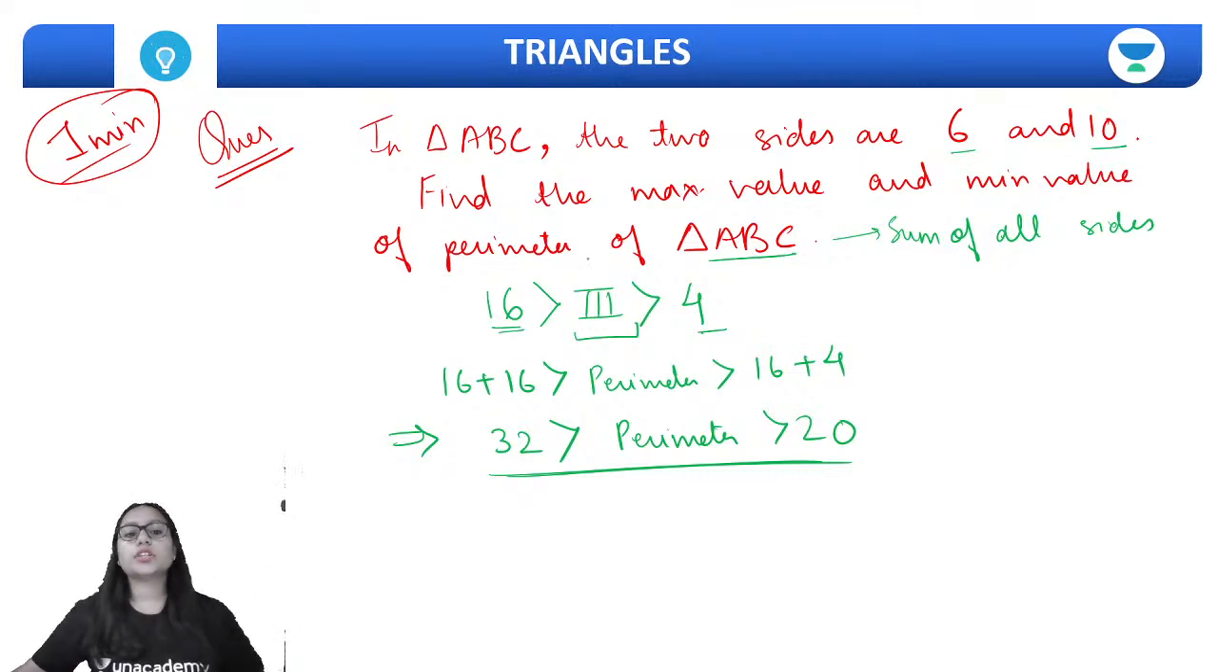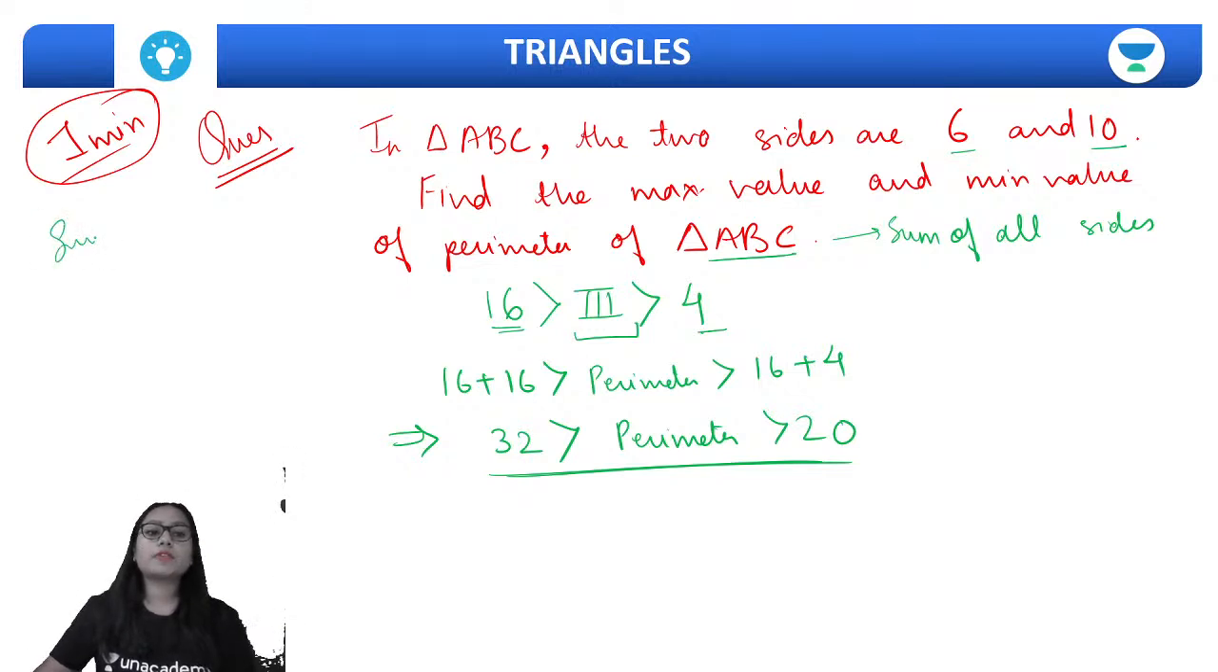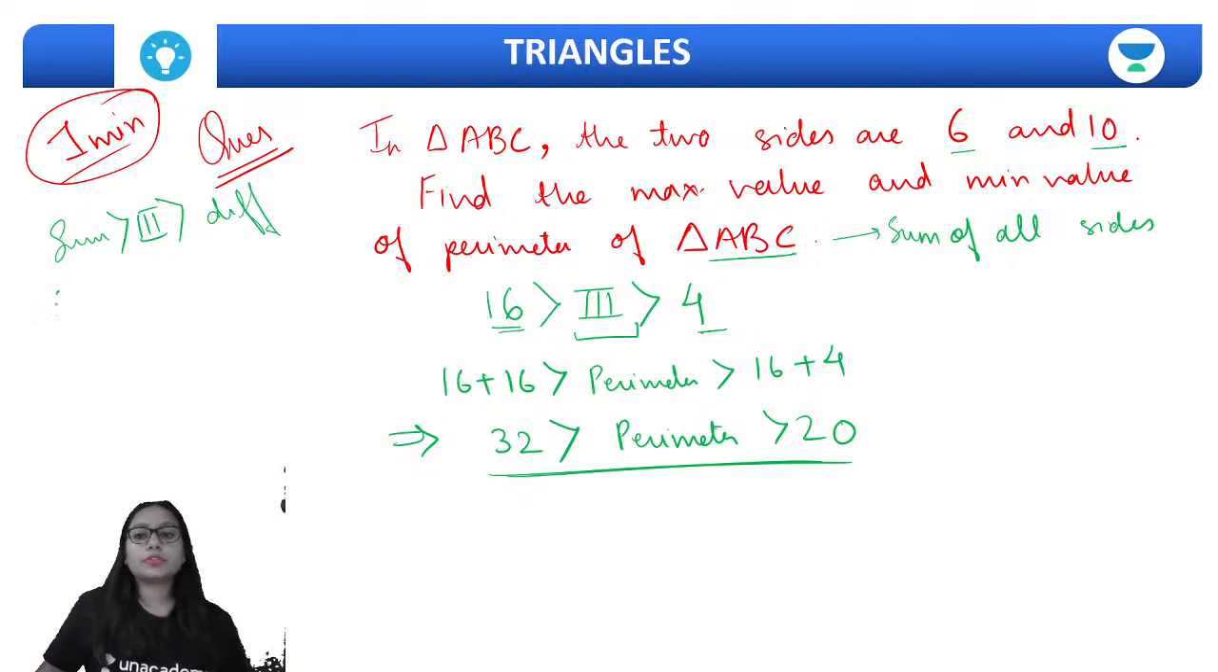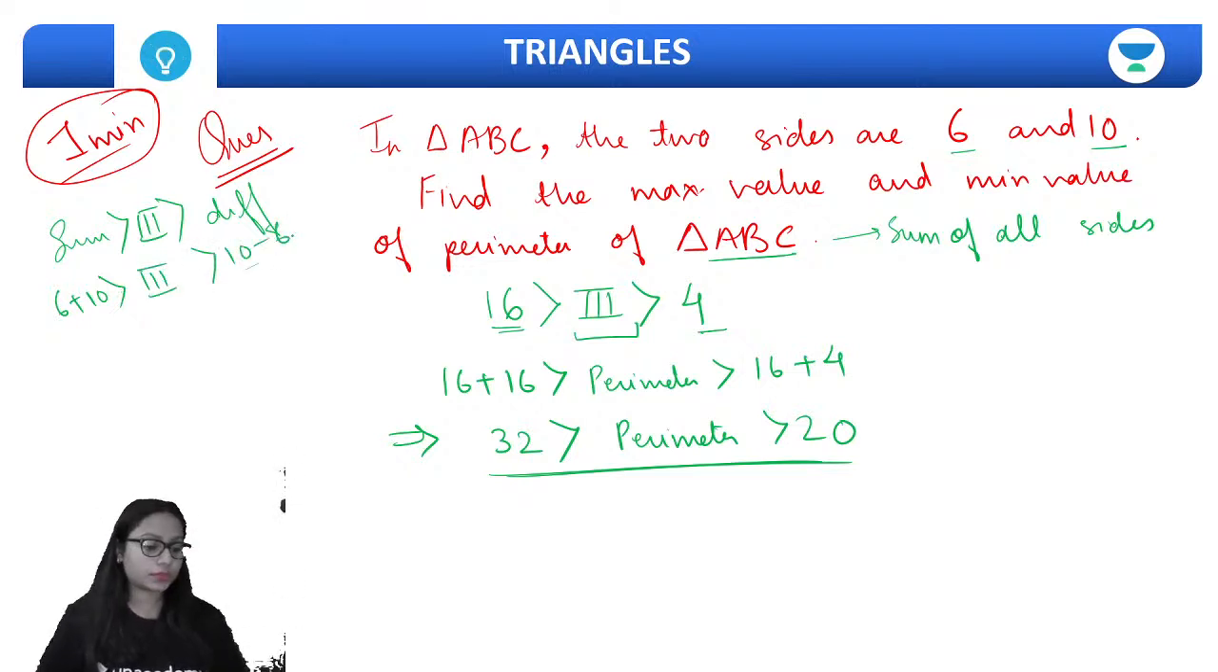In this question we have used that the sum of two sides is greater than the third side, which is greater than the difference of two sides. So the sum of two sides here is 6 plus 10, greater than the third side, which is greater than 10 minus 6, the difference of two sides.